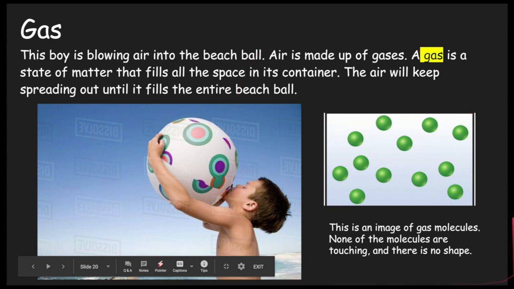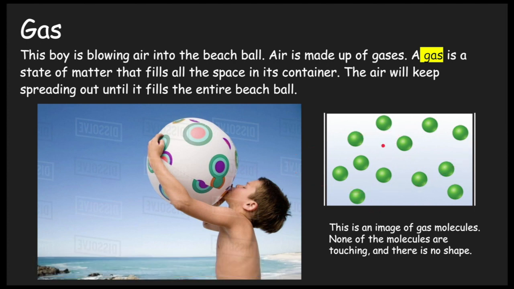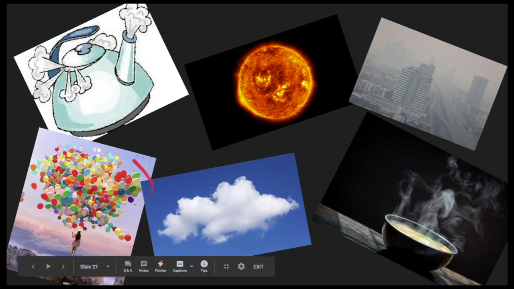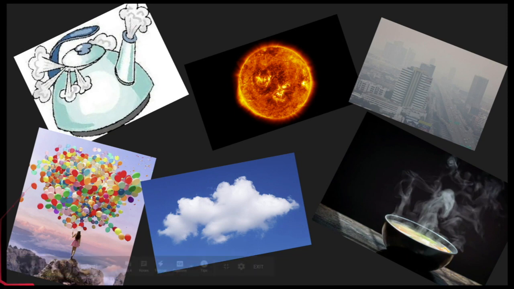So let's look at this picture right here. This is the different molecules of gas. Gas molecules don't have shape, and they're not touching each other. They're kind of just bouncing back and forth with each other. So you can find gas in a lot of different cases. So here, this little girl is holding a ton of balloons, and they're filled with helium, which is a type of gas.